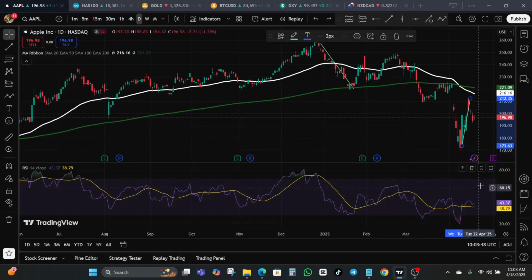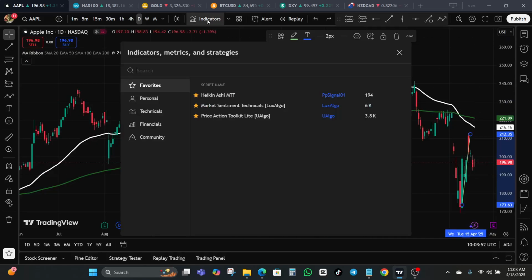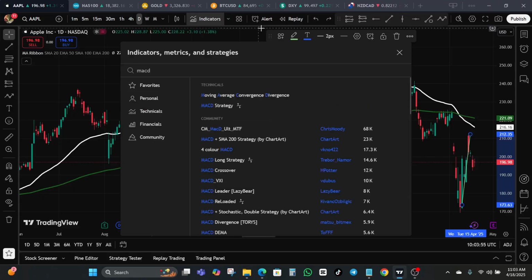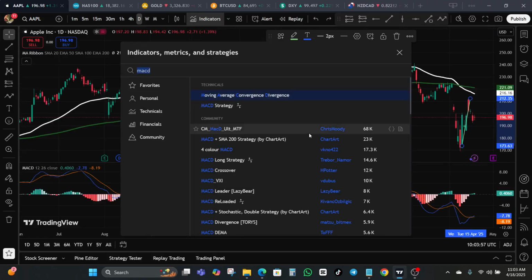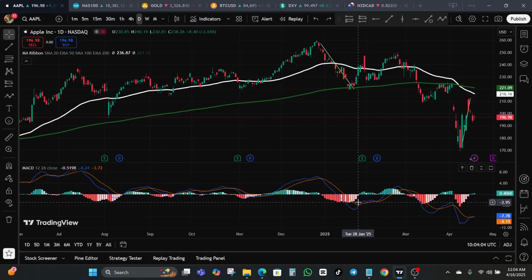Finally, the MACD, that is the moving average convergence divergence. This is another indicator that helps traders spot changes in momentum. The MACD looks for crossovers of moving averages to signal potential buy or sell opportunities. These indicators can be used together to confirm entry points, providing a more reliable trading signal.